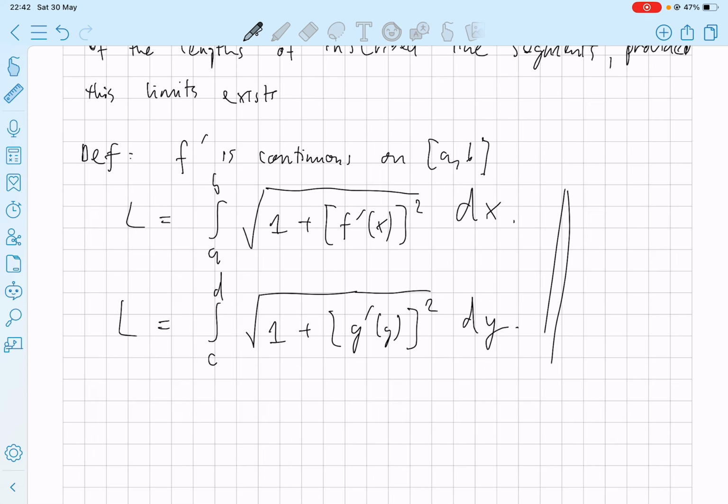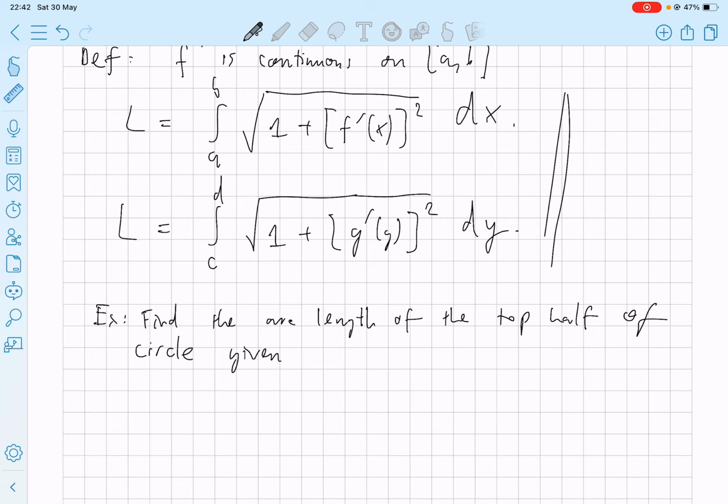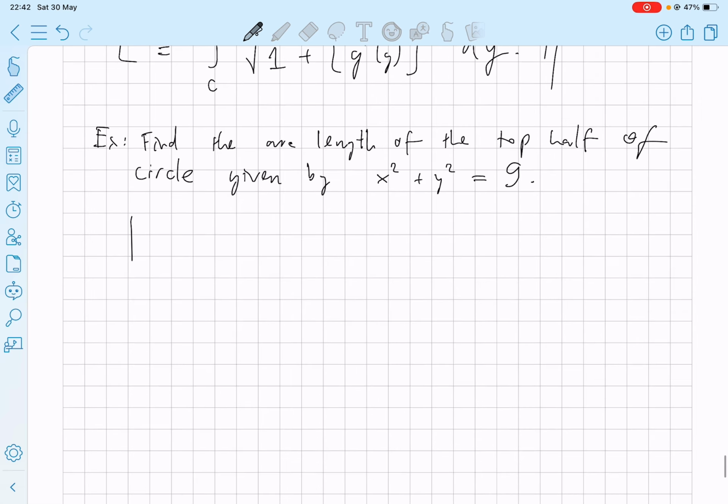So now let's apply the formula that we have to an example. Find the arc length of the top half of the circle given by x squared plus y squared equal to 9. So we have the top half of the circle, and it goes from -3 to 3, because we have r squared equal to 9, so the radius is equal to 3.